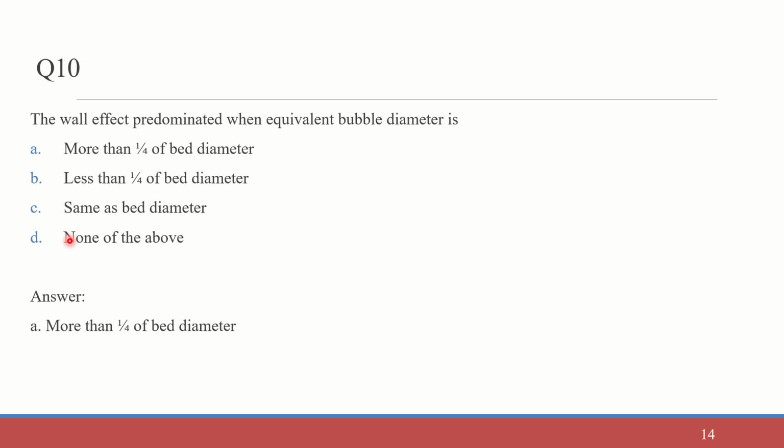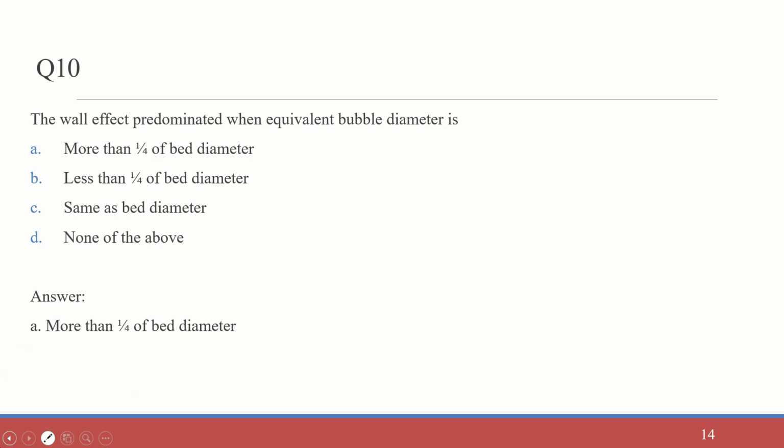So if bubble sizes are more than 25% of the bed diameter, the wall effects will come into picture. So we should include the effect of the wall on the bubble size and bubble motion when we are dealing with bubble dynamics inside the bed. So the answer is option A. The wall effect predominates when the equivalent bubble diameter is more than 1 by 4 of bed diameter.